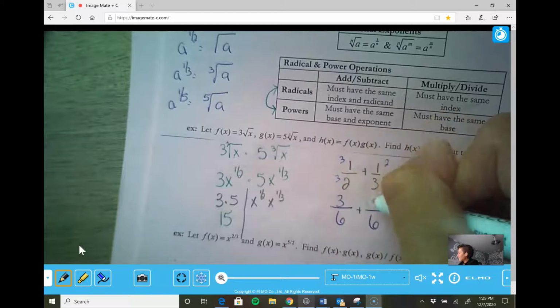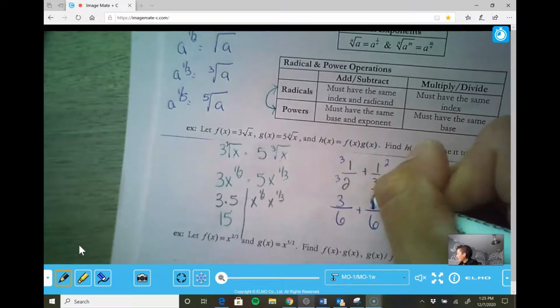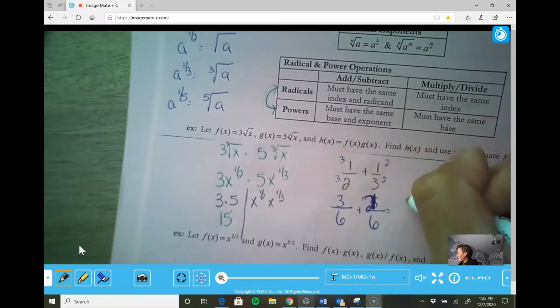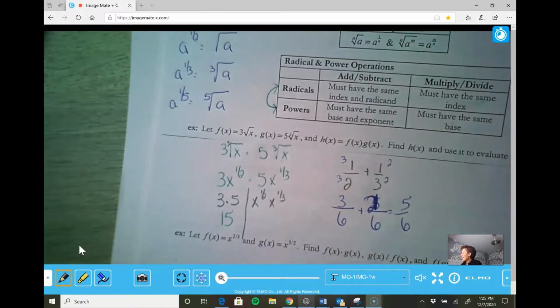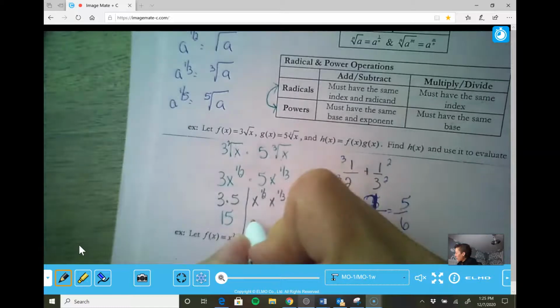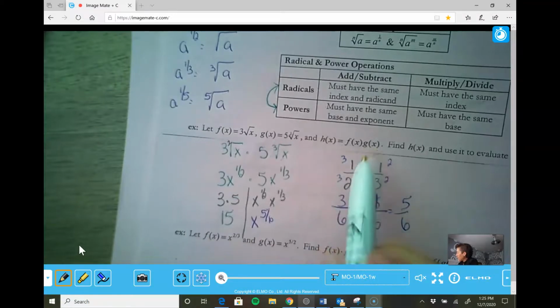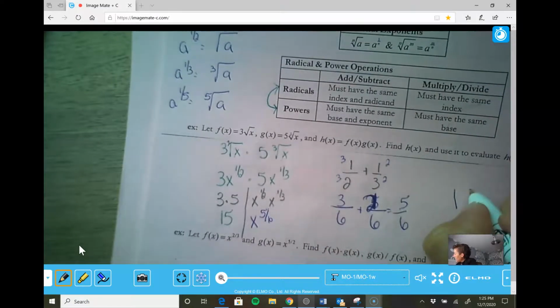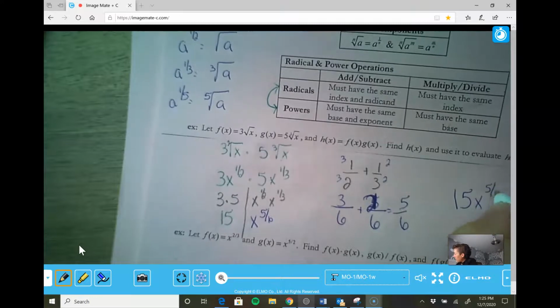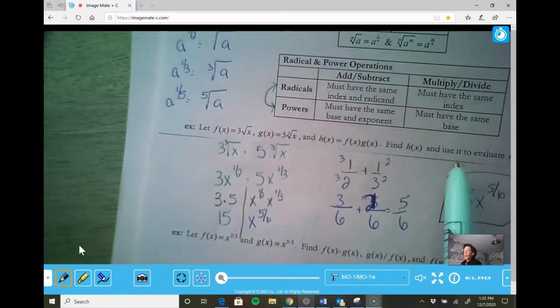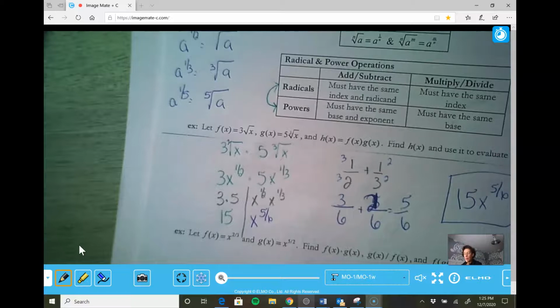So I get 3/6 and 2/6, so that when I add them, I get 5/6. And that is the exponent. It now becomes x to the 5/6 power. So when we're done, f of x times g of x becomes 15x to the 5/6 power. I'm going to skip the second part, okay?